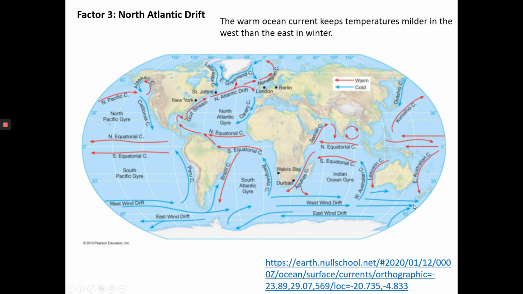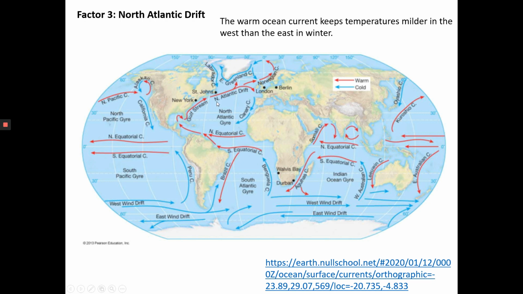So, North Atlantic Drift. The North Atlantic Drift is an ocean current. So it's this one here. It starts off called the Gulf Stream, and it comes up here as the North Atlantic Drift. Now this is a warm ocean current, so it brings warm water to the west of the UK, because you can see it goes past the west of the UK here. This is one of those things that's the reason why in winter, the west of the UK is milder than the east of the UK.